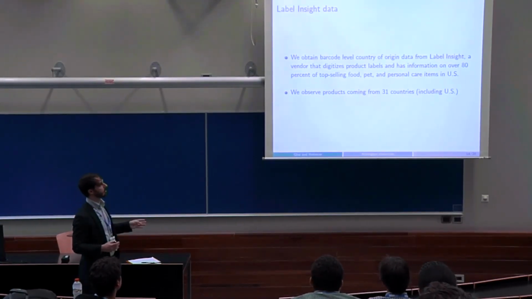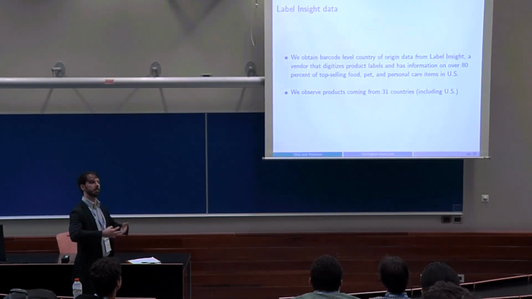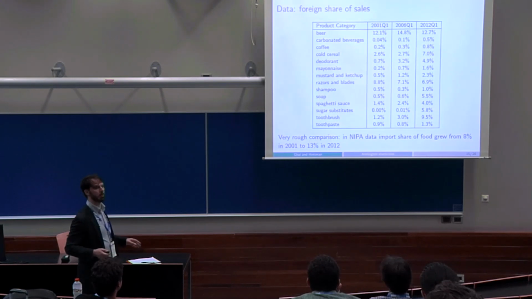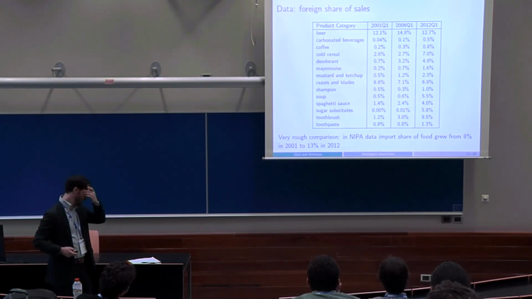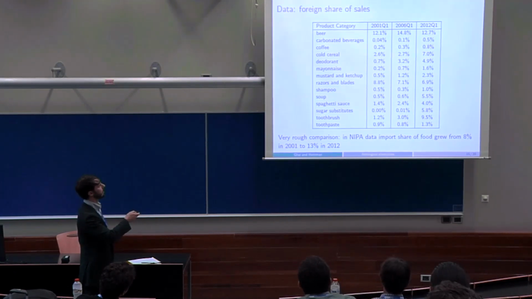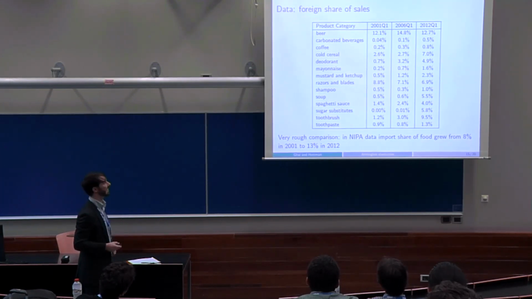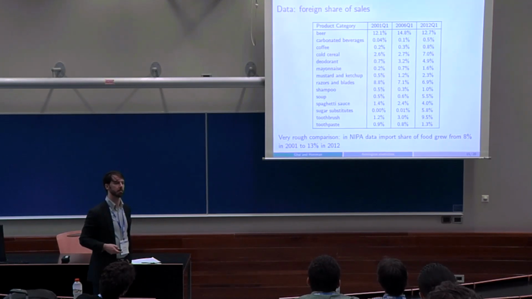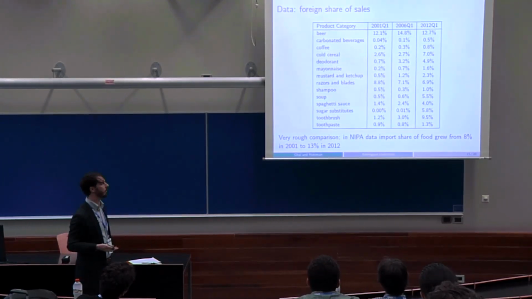And then I'm going to get barcode country of origin data from Label Insight, which is a company that digitizes the product label, basically. And so that's where I'm getting this country of origin information, and I'm getting this from 31 countries, including the US. So let me just give you a couple descriptive statistics on what that looks like, just because this is novel. So first off, what I'm showing you is for the first quarter of 2001, similar quarter in 2012, which is the last year, the share of foreign products in these particular 14 categories, just to give you some sense of what this looks like.